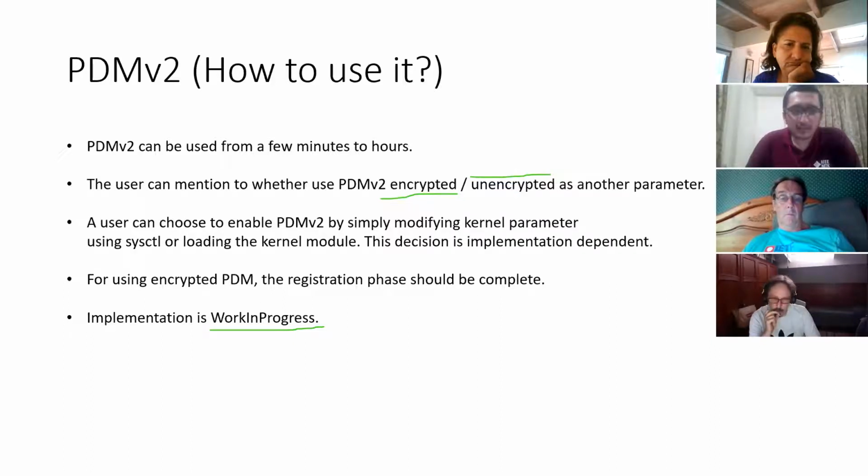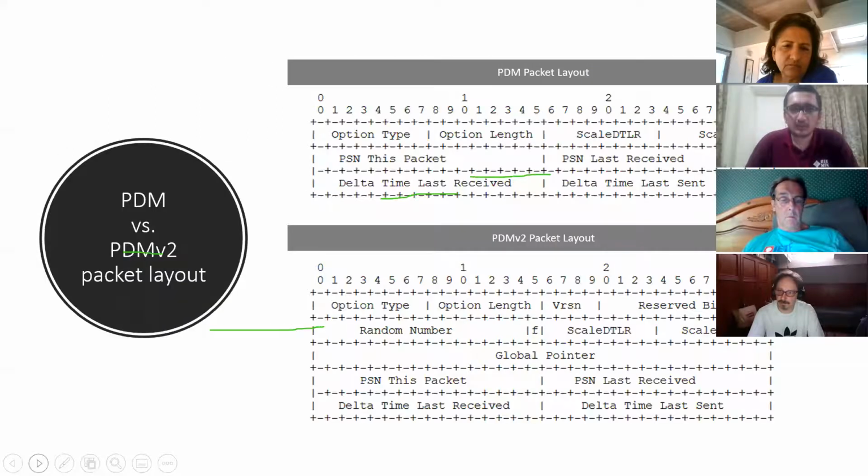And again, depending on the implementation, these are some details. Maybe it can be a kernel module to load, or it can be just a kernel parameter. I'm considering the Linux kernel for now. It can be just modified using sysctl. For encrypted PDM, of course, the registration phase should be complete, and there should be the shared secret that should be generated. Next slide, please.